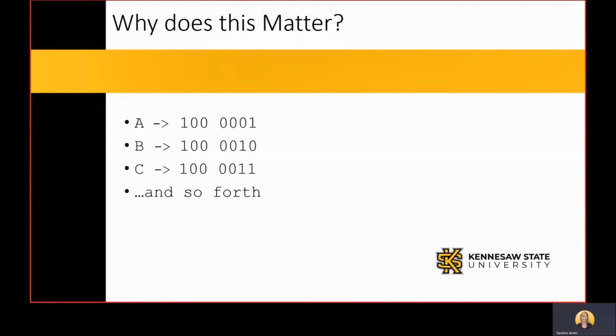Every time you press a key on your keyboard, a numerical representation of that key is transmitted to the computer. The ASCII character set uses a series of ones and zeros to represent all uppercase letters in the English alphabet, as shown on the slide.